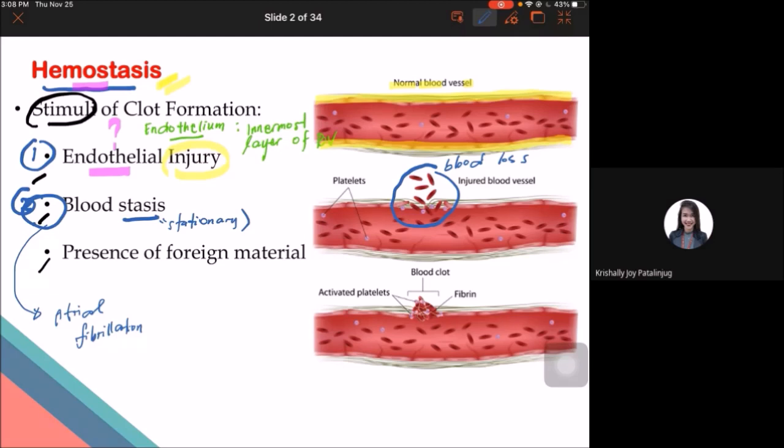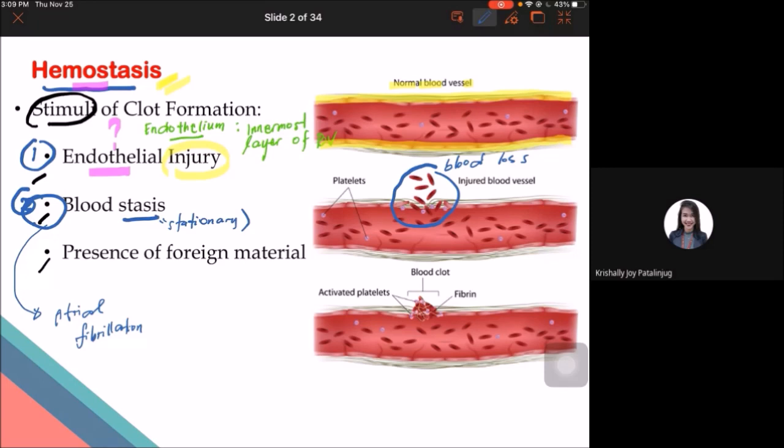That's why usually kanang mga case study, kapag ang patient may atrial fibrillation, usually he or she is also given anticoagulants, drugs that would counteract coagulation process. Okay, kasi nga with blood stasis, nati-trigger yung clot formation. Okay, so that's for blood stasis. It also triggers clot formation. So we will talk more about drugs, pag second part na sa ato ang topic.